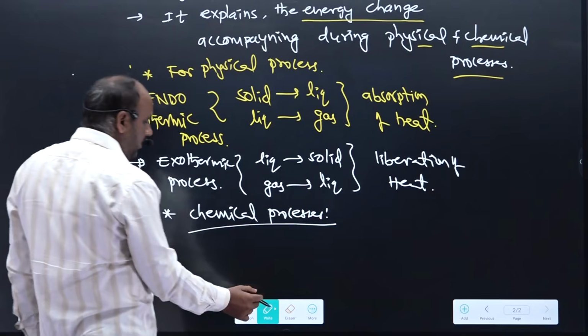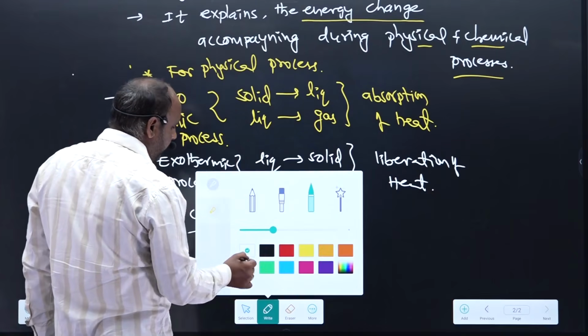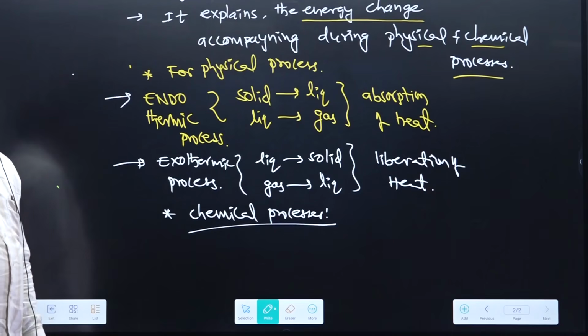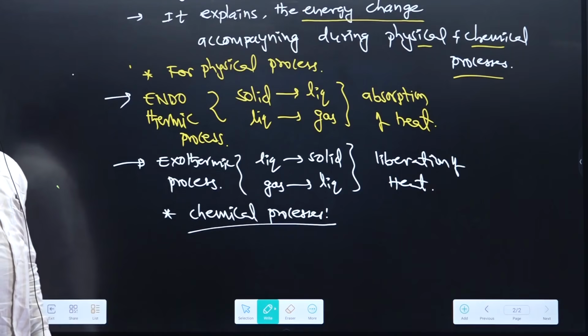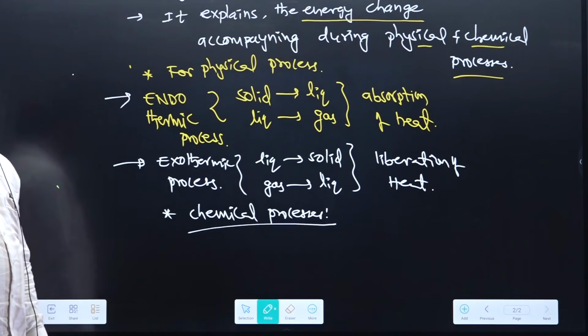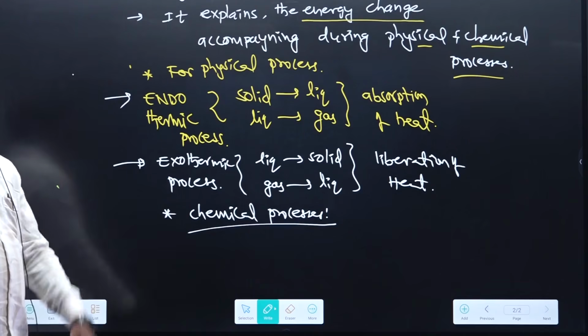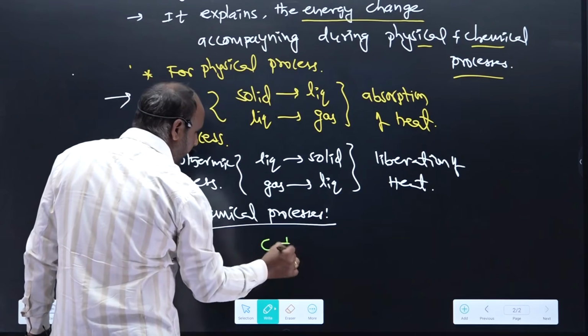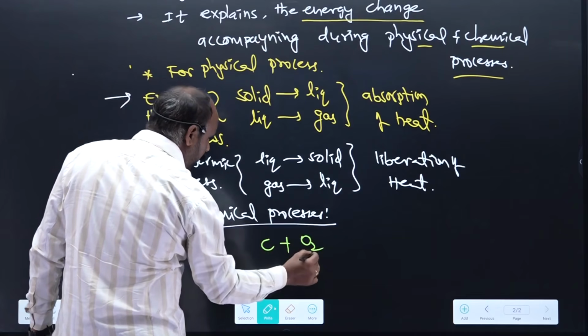Tell me any one chemical process. Any one reaction. Simple combustion reaction. What is a combustion reaction? Any substance burns with oxygen, right? Any substance means, for example, carbon burns with oxygen.